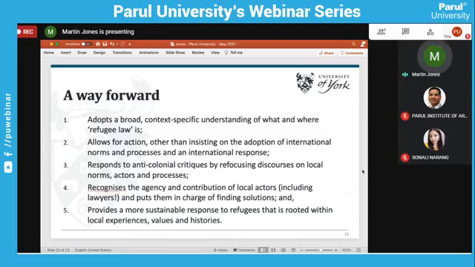It is a way forward that responds to the anti-colonial critiques like those voiced by not just the early, but the more recent leadership of India. It responds to these anti-colonial critiques by refocusing discourses on local norms, actors, and processes. It recognizes the agency and contribution of local actors, including lawyers. Now, the fishermen clearly weren't, but they had allies within government that were, and that used this legal construction that I presented to you to defend the fishermen against prosecution and other kinds of interference with their livelihood that otherwise would have been inflicted by the national government that was very unhappy with what the fishermen were doing.